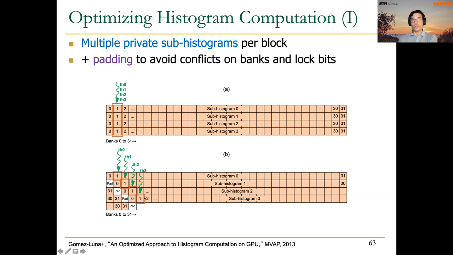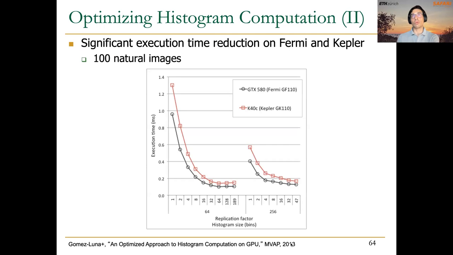One thing we could do to avoid these conflicts is to use some padding. As you see, we leave some empty memory locations such that we shift the mapping of the subhistograms on the shared memory. This way, if we have these four threads that want to update the same bin in different subhistograms, they are also updating it in different shared memory banks and with different lock bits. That greatly improved the performance of the histogram computation on the older GPU architectures.